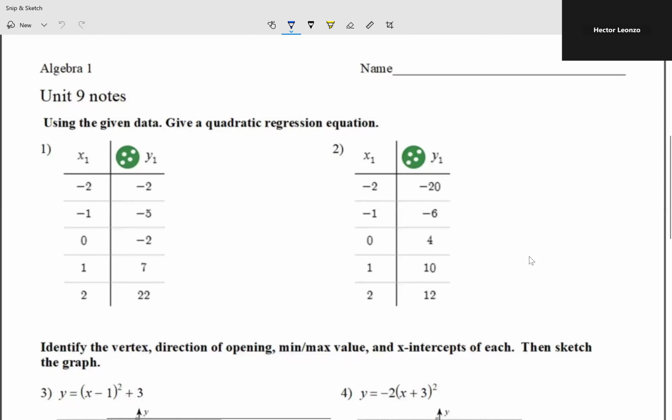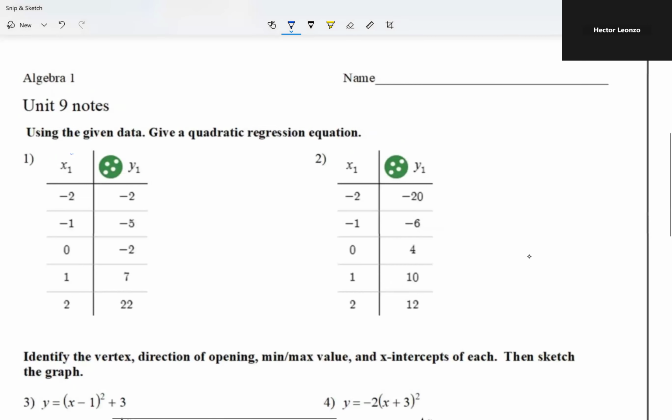Okay, now for unit 9, we're going to start what we call quadratic equations. Quadratic equations are going to end up looking like a U shape. For the first assignment, I'm going to give you guys tables. You see a table. I call it X1, but basically these are the X values. You see the X values are here, and the Y values are on the right.